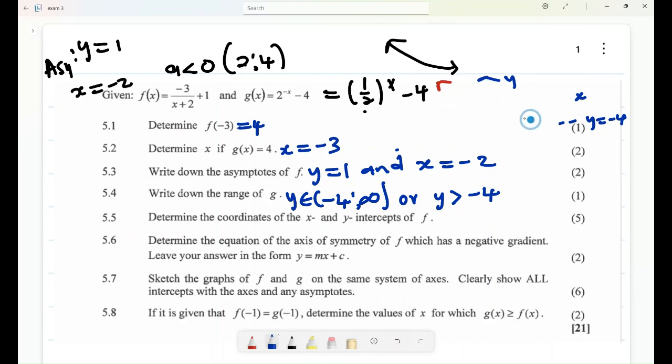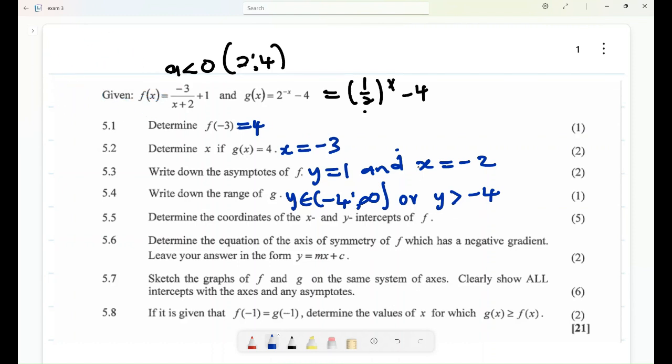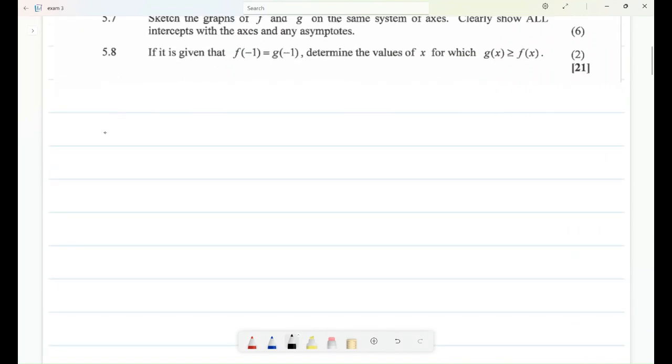Let me remove it. Then now, let me remove this one. Oh, remember I said this graph here is going to be a decreasing function. I have already drawn that one also. So 5.5, determine the coordinates of the x and y intercept of f. So let me write down my f of x. It is equal to how much?